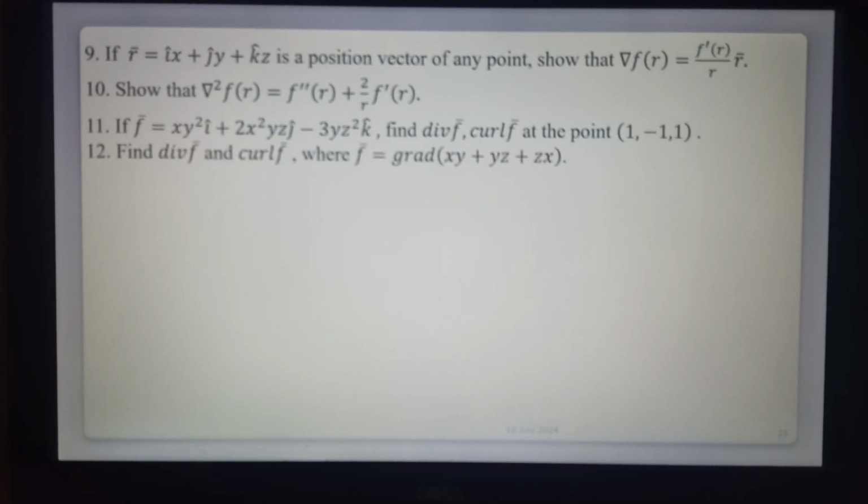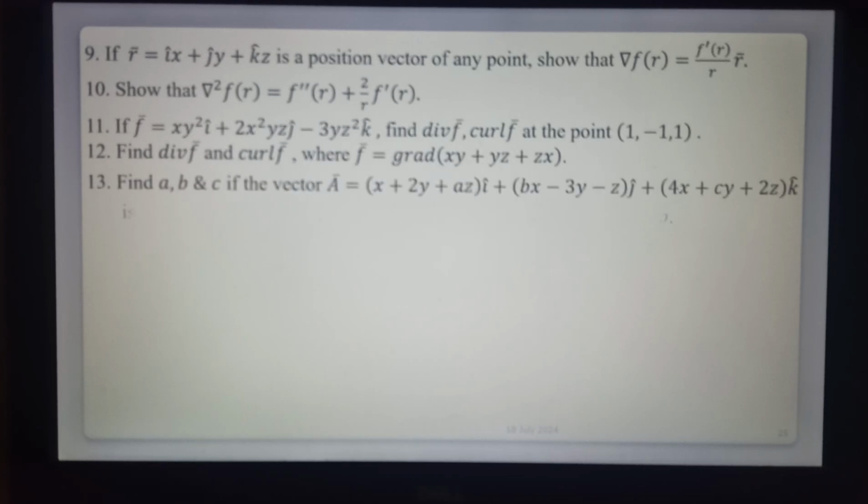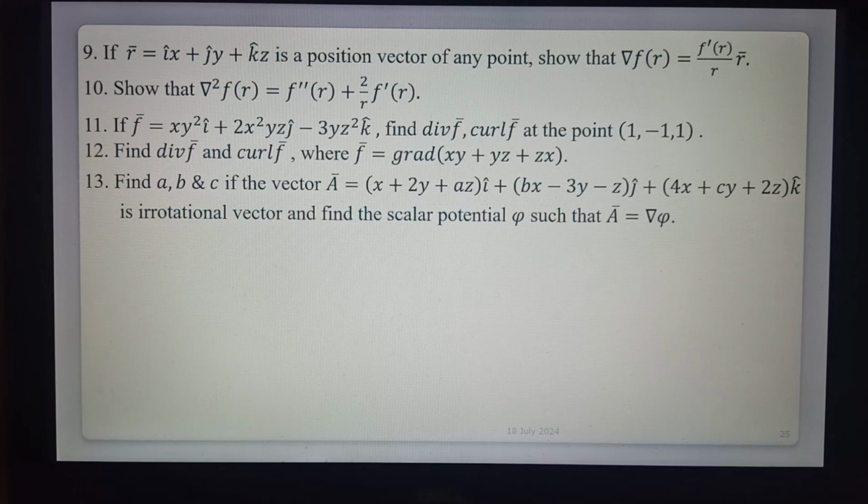So next, find divergence and curl of f bar where f bar is equal to gradient of xy plus yz plus zx. So next one, find the constants a comma b and c if the vector a bar, the given vector field, is irrotational, also find the scalar potential phi such that a bar is equal to del phi. This is also a long question, important question.